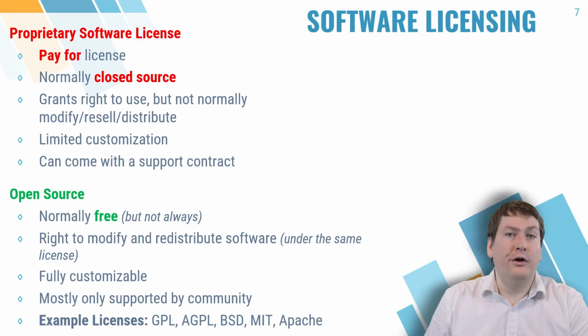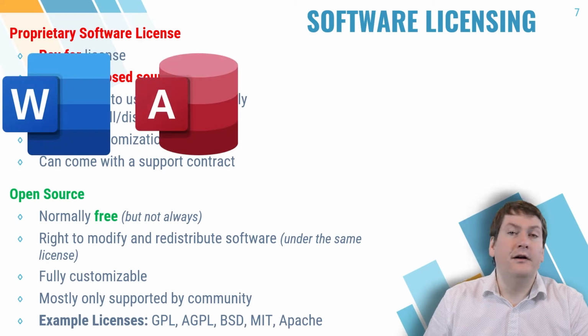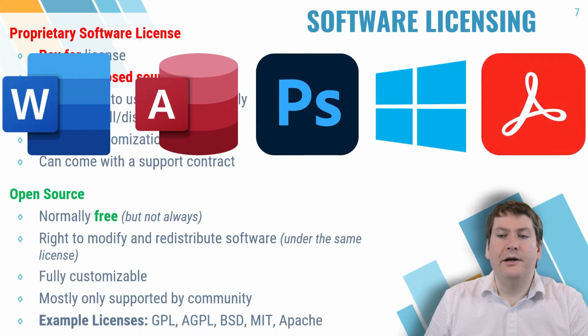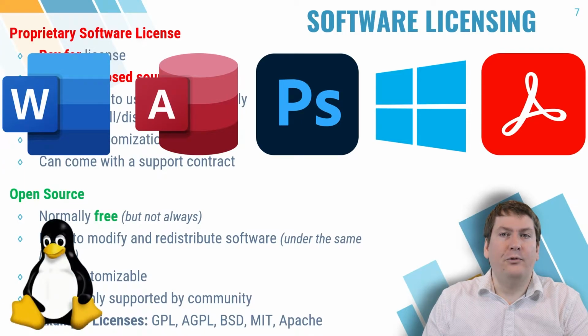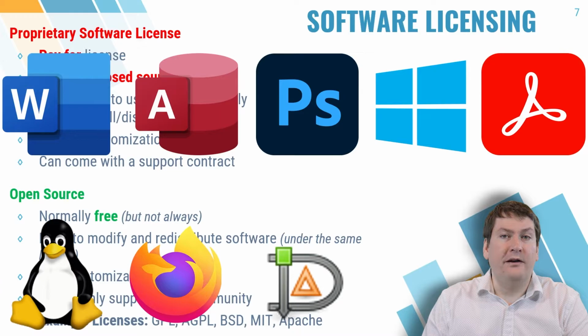Some examples of closed source software are Microsoft Word, Microsoft Access, Photoshop, the Windows operating system, and even free software that's closed source, like Adobe Reader. So closed source software can be free, it just doesn't provide the source code. Examples of open source software include the Linux operating system, the Firefox web browser, and the Dia diagram editor, which we use in this course. Also, many commonly used server applications, like MySQL and Apache, are open source.